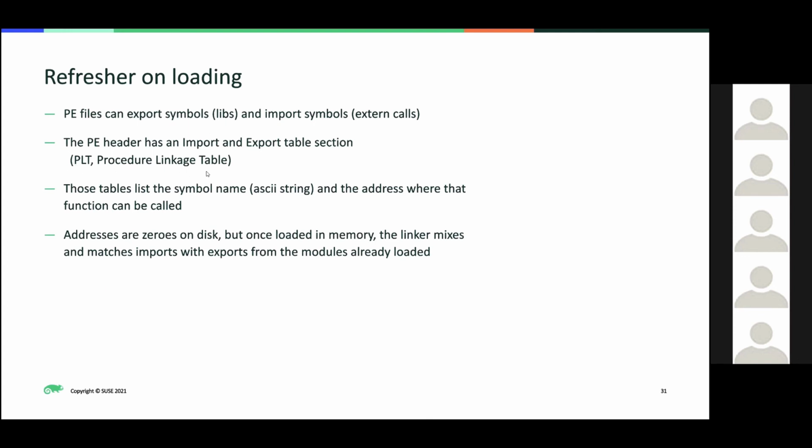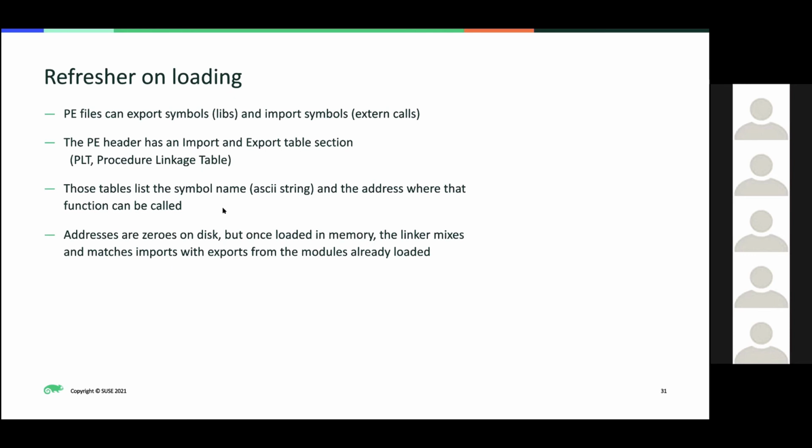Those tables list the symbol name. The actual symbol name is stored in ASCII for all the exported symbols, which are public in a way, and the address where the function is called. Obviously when the module is on disk, the address is all zeros. Once the linker, or the kernel in this case, loads your module, it will replace the zeros with the actual address of the function you're trying to call.